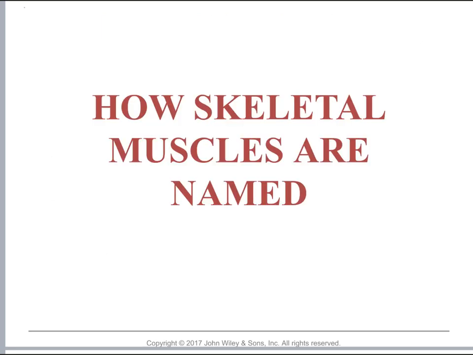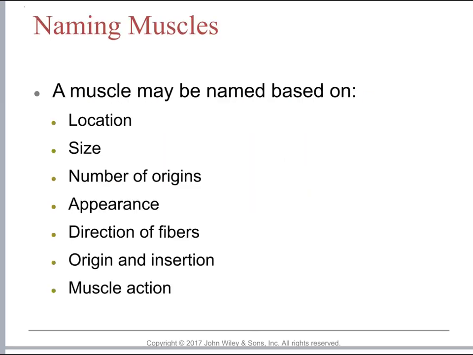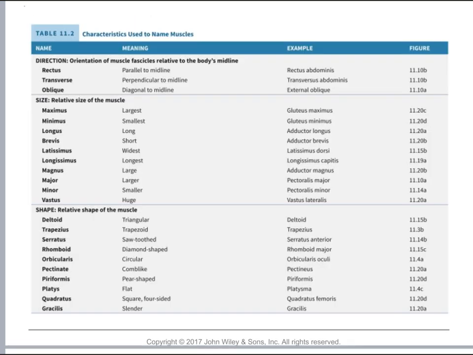So our next topic is going to be how skeletal muscles are named. When we're naming muscles, we can name them based on a couple of variables. One can be location, two, size, three, number of origins, like the biceps, right? Bi means two, triceps means three. Appearance, direction of the fibers, origin and insertion, recall the sternohyoid, and of course, muscle action. So table 11.2 gives us characteristics used to name muscles.